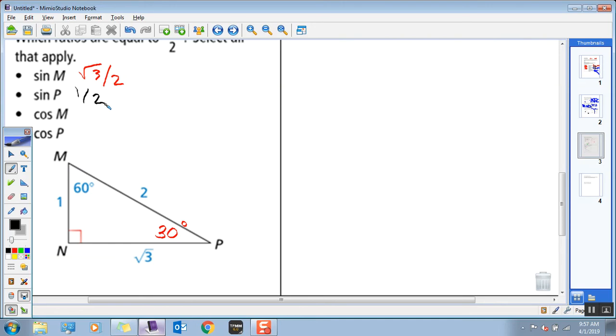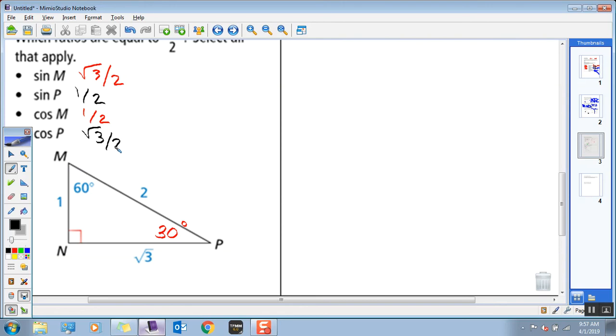Let's go cosine of M, kids. So I'm at M again. Think about it, guys. Wouldn't the sine of P be the same thing as cosine of M? And if I'm at M, what's the adjacent leg? And what's the hypotenuse? So 1/2 again. How about cosine P?